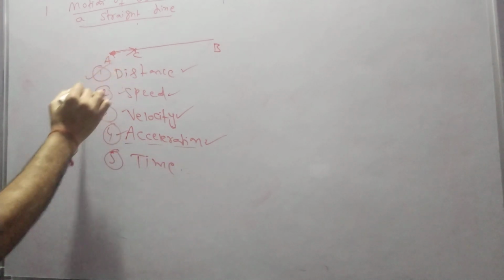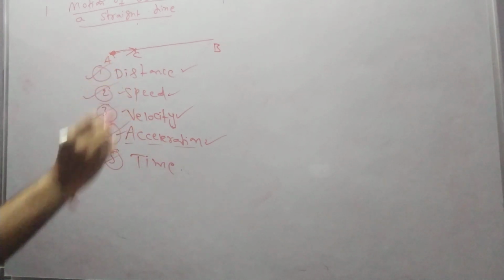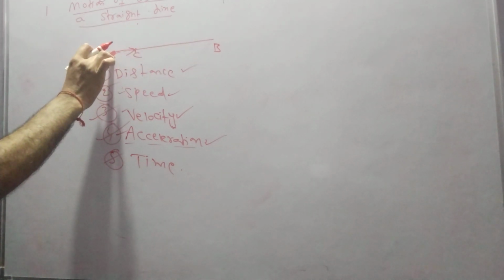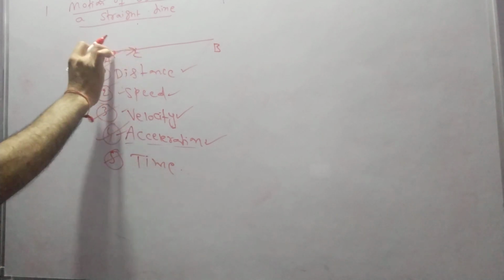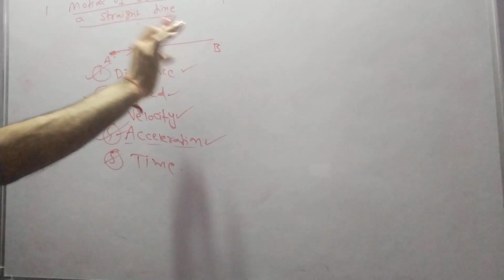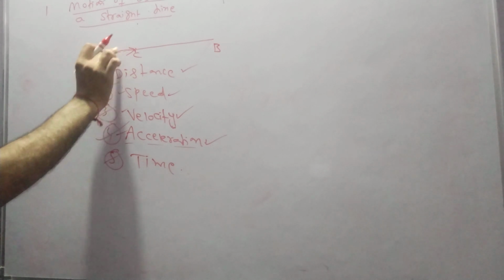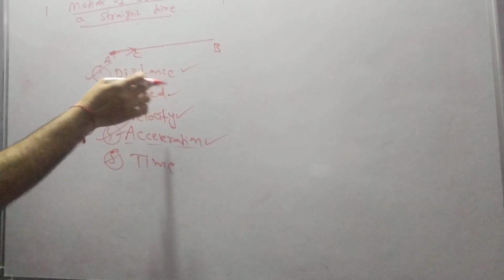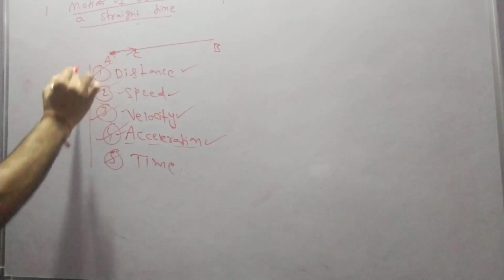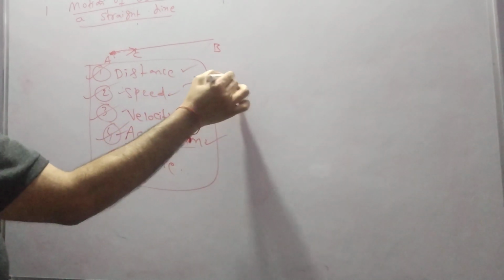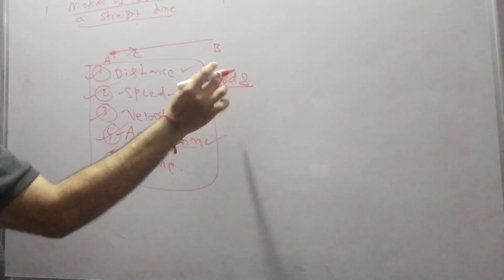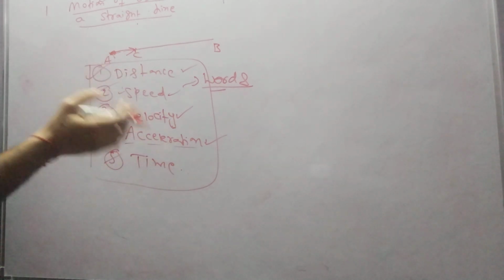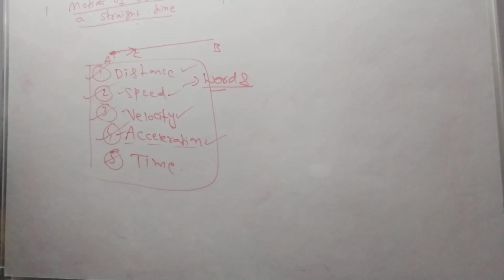So these are the words which are important in physics when the object's motion is in a straight line. Again I am repeating: the object is moving to C, so it has travelled some distance, with how much speed, with how much velocity, with how much acceleration, and how much time it will take. So we got five words. These are the important terms in physics. Total physics depends on these terms only.